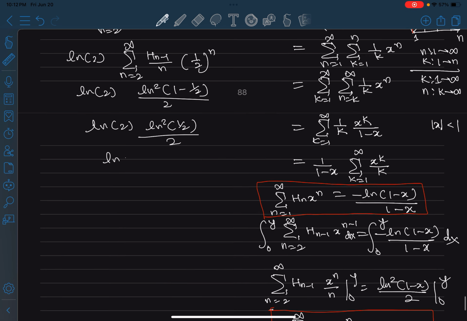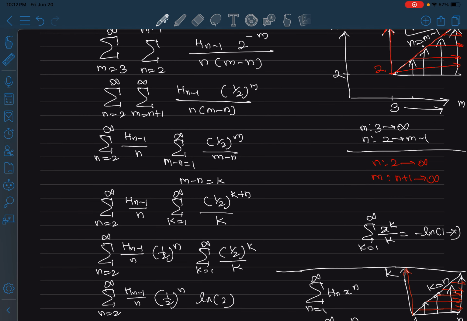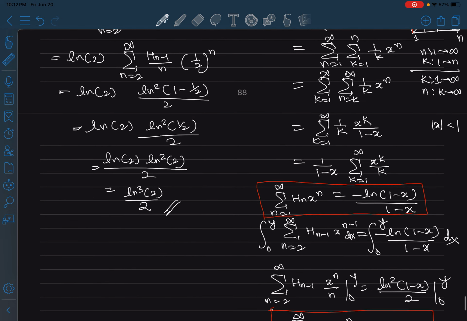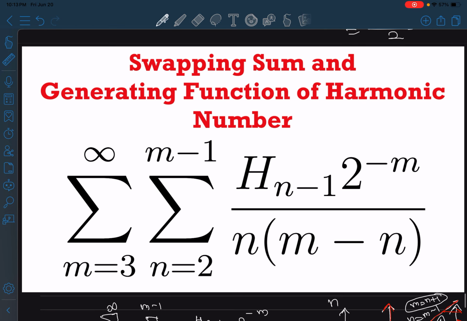To recap, we first swapped the sum using the summing area idea, and we also introduced a new variable k as m minus 1. All of these are pretty standard techniques in summation. Then we used the log sum formula, and again we used the generating function of the harmonic number, and that gave us the answer. There are a lot of standard tools of summation used here, and I hope you get those ideas from this video and try to use them in your own problem solving.